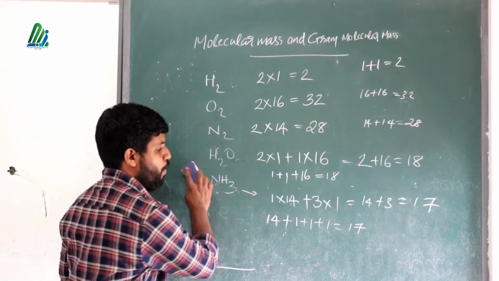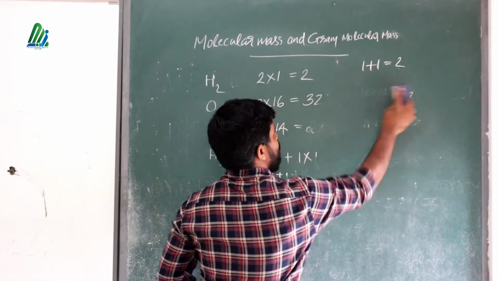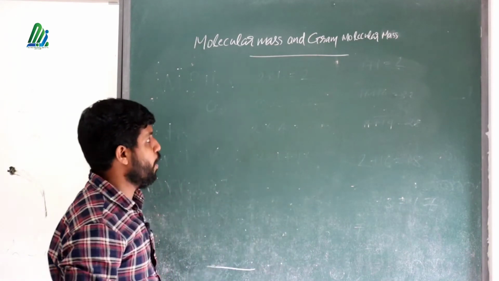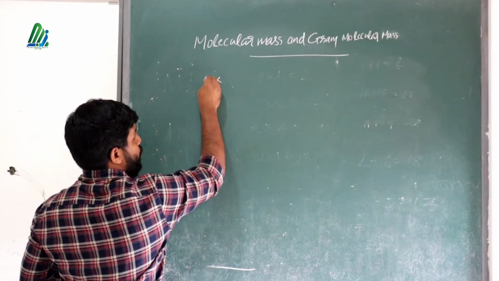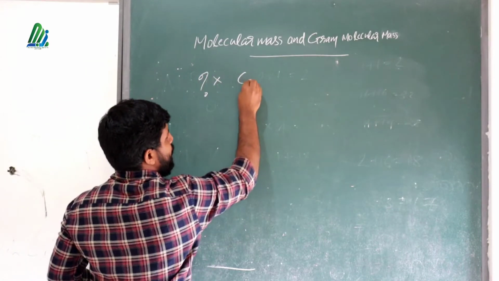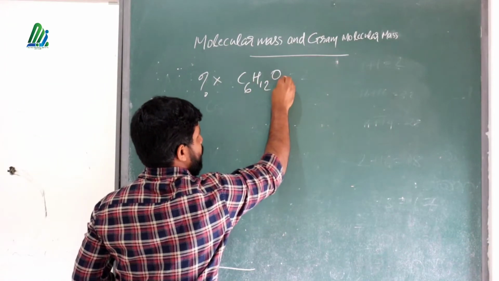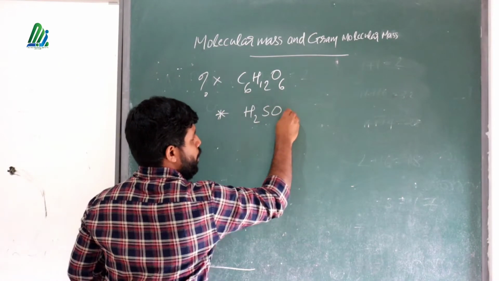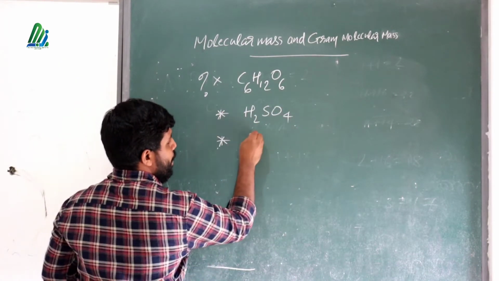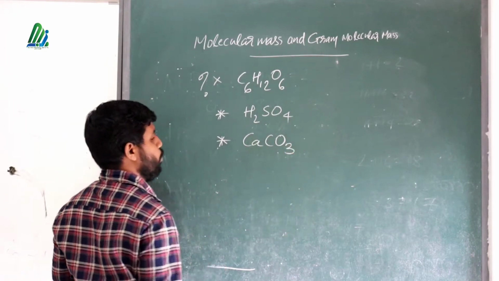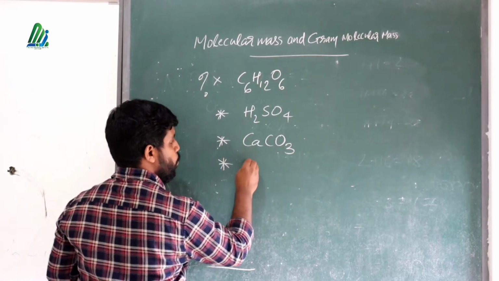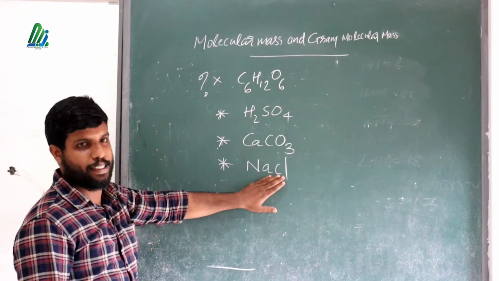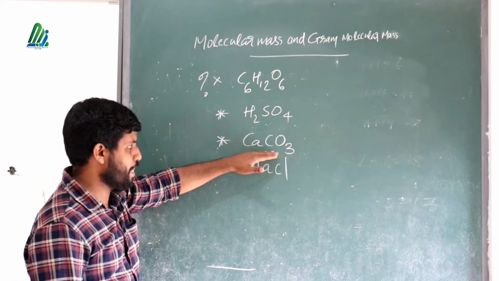So students, it is easy to find the molecular mass of a substance. Here is a question for you: find the molecular mass of the following substances. First one, C6H12O6, glucose. Then H2SO4, sulfuric acid. Then the third one, calcium carbonate, CaCO3. The next one is sodium chloride, NaCl.